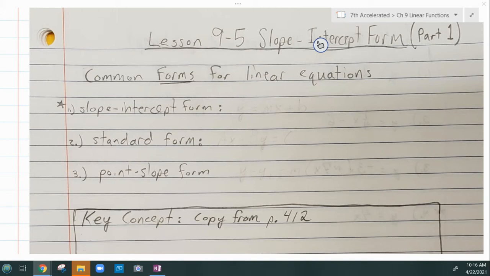Lesson 9.5, slope-intercept form. This is just part one. We're going to keep it simple and then pick up on part two on Monday. All right, here we go.